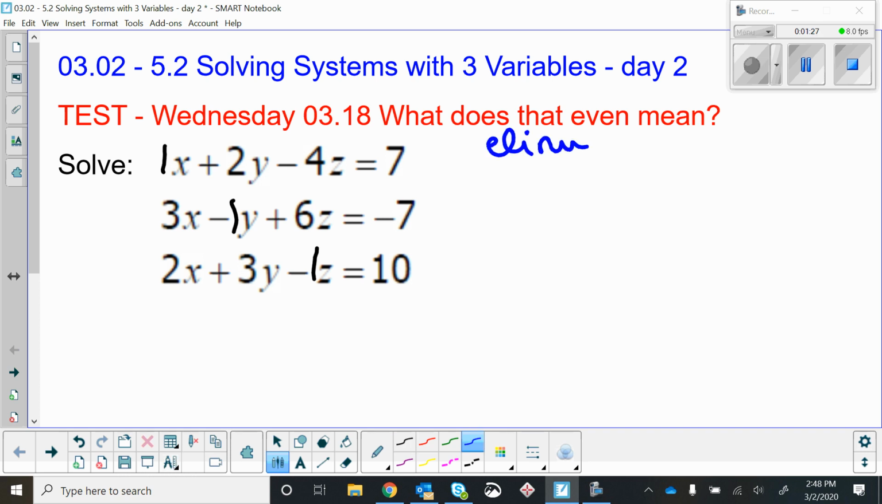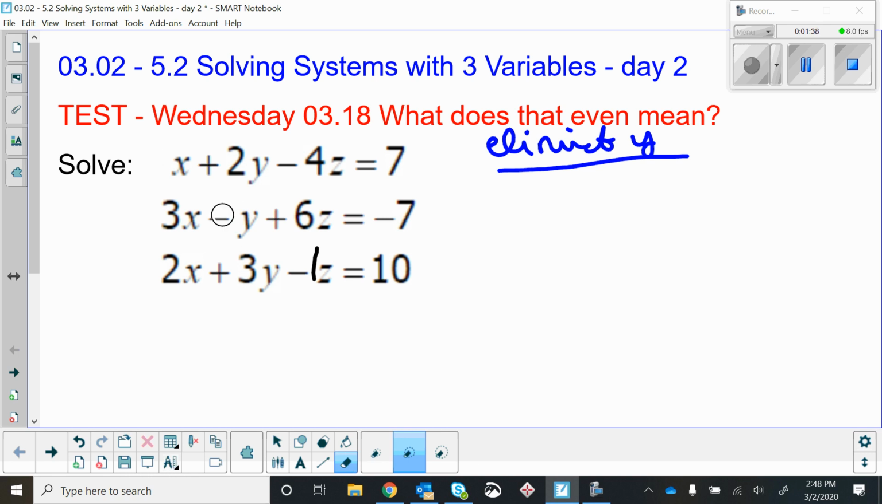Here's what we're going to do. You pick 2 equations to eliminate Y, and I'm going to do this. Because the second row has the Y without a coefficient, I'm going to use that both times because it'll be easy. So I'm going to choose this one and this one. That's one combination. And then I'll choose this one and this one.